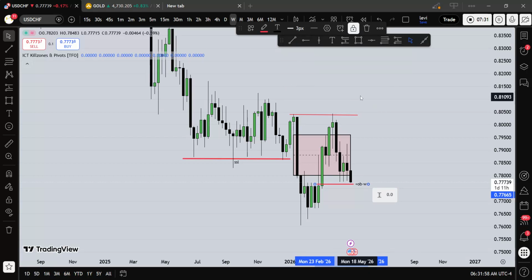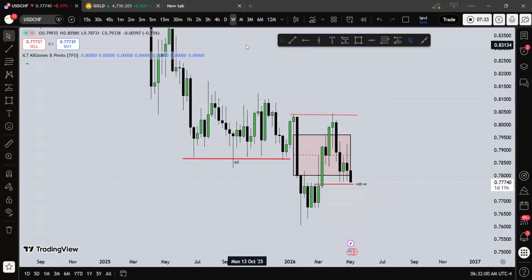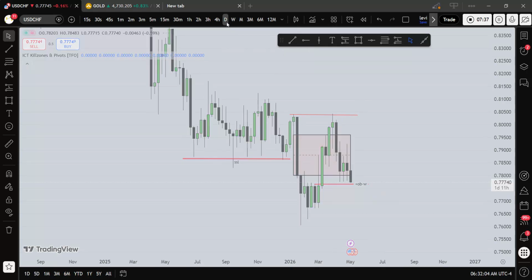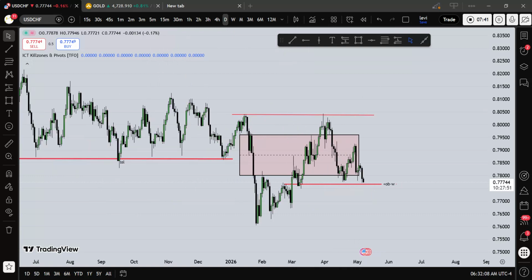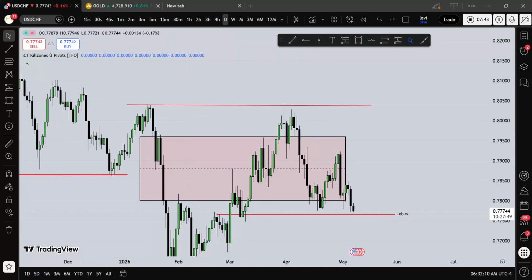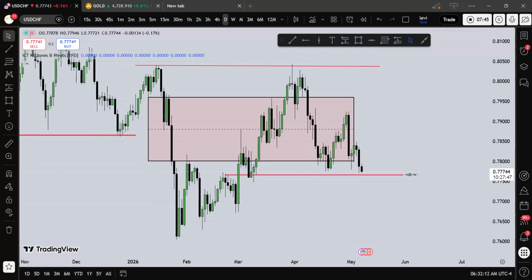So we'll go down to a daily now to see what we have. So here is the daily chart. Here is the order block from the weekly chart. As you can see, here is a bullish engulfing candle.